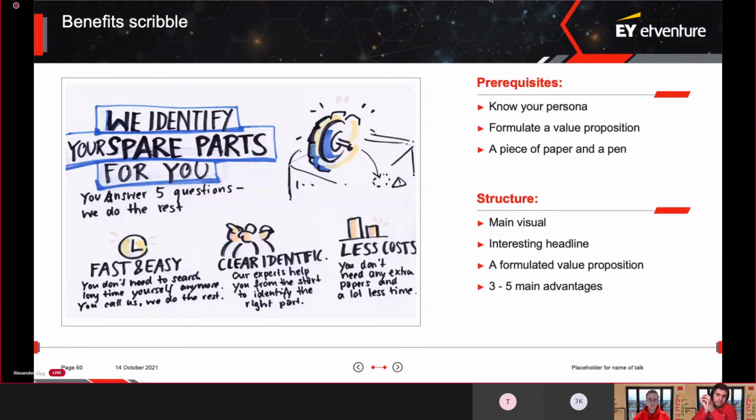What is a benefit scribble? I would highly recommend that at first you not go directly to your computer and program anything, but just draw and scribble some ideas and test this first of all with the users. We have two examples here. The benefit scribble helps you to know your persona and formulate a value proposition, and you just need a piece of paper and a pen. The structure is the main visual, what it is about, and the interesting headline. Here we identify your spare parts for you, and then formulate three main advantages: this is fast and easy, this is clear identification, this is less cost. So this gives the first test users an idea what you're talking about, even if you don't have anything feasible yet, and you get feedback.